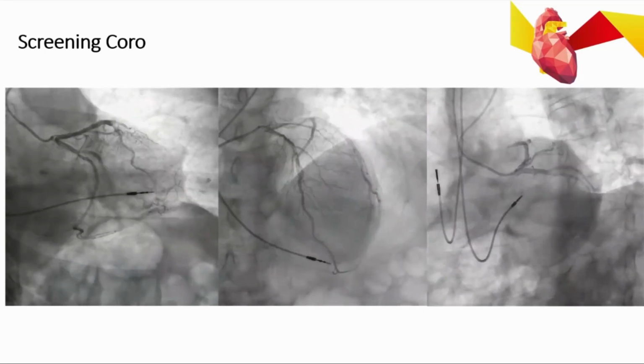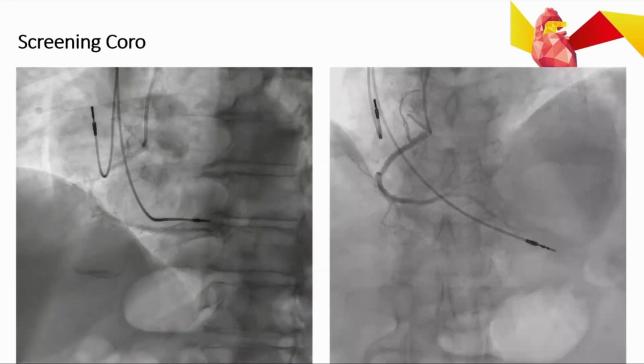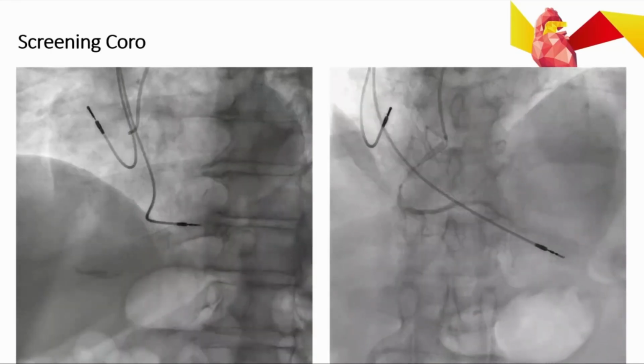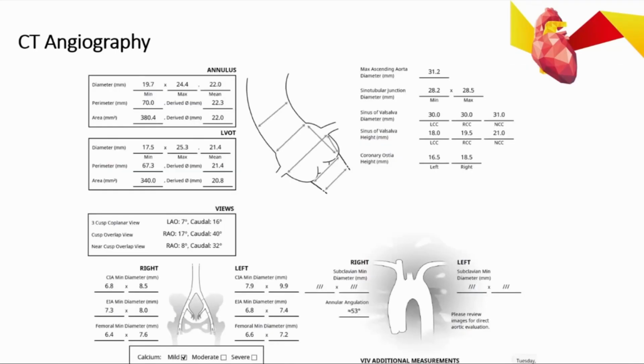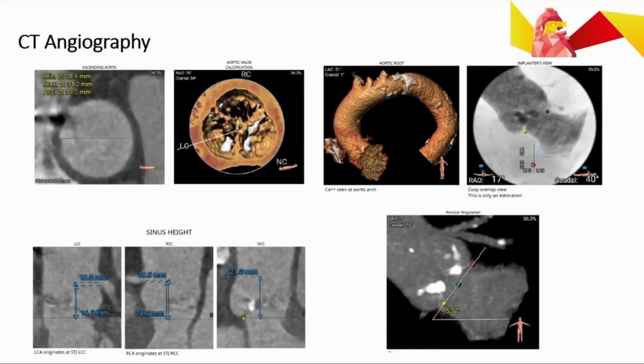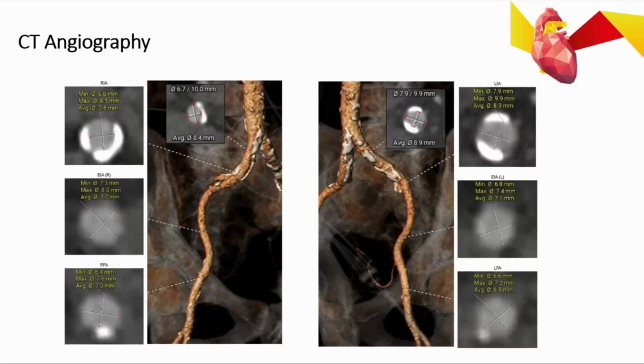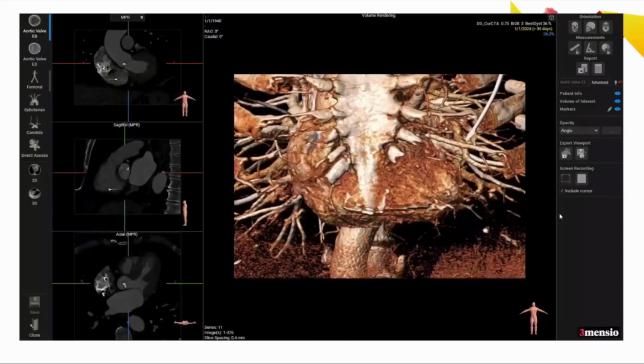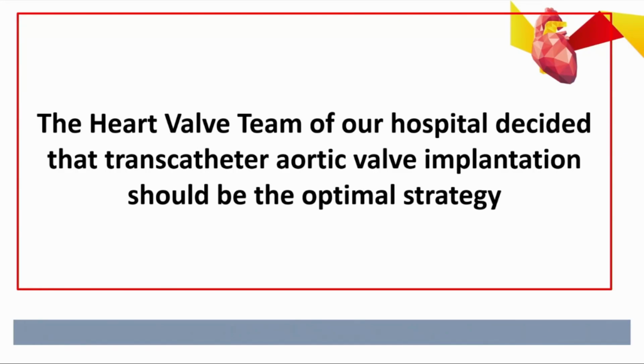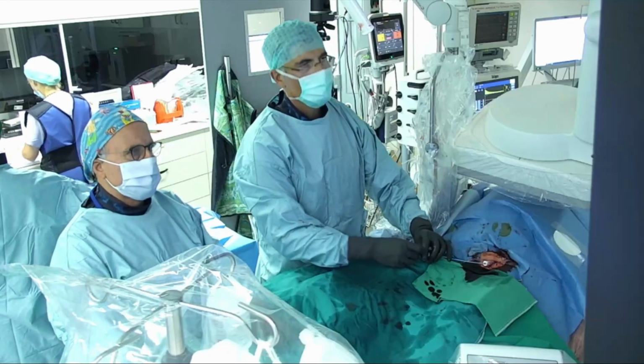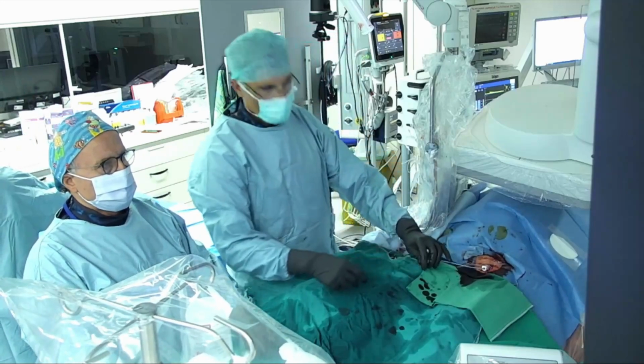Left coronary artery and right coronary artery. From the CT angiography, you can see all the measurements that we usually take and absence of severe calcification in the aortic valve and promising femoral access. The heart team of our hospital decided that transcatheter aortic valve implantation should be the optimal strategy. And now I'm going to show you why we preferred the left femoral artery.